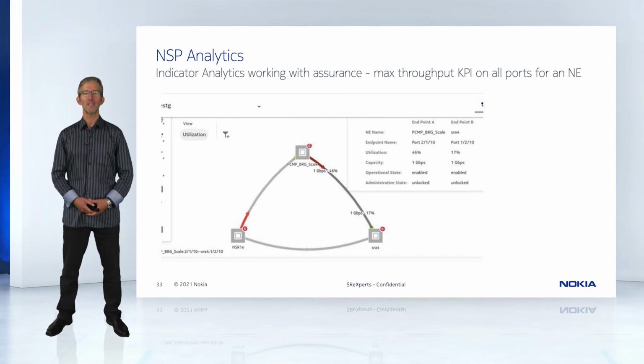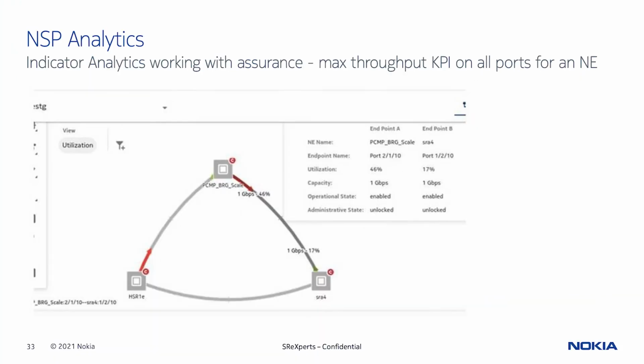Here's a use case presented through some screenshots in our NSP applications, showing analytics working with assurance for demonstrating a max throughput KPI on all ports on a given network element. I'm showing you here as a starting point, and we've seen it earlier, the real-time link utilization heat map. It doesn't have to be the starting point. You can, as a user, also go there as a result of looking at some threshold alarms. So it could go either way or both ways.